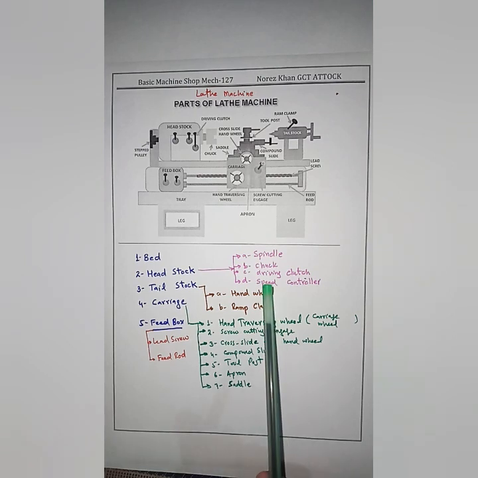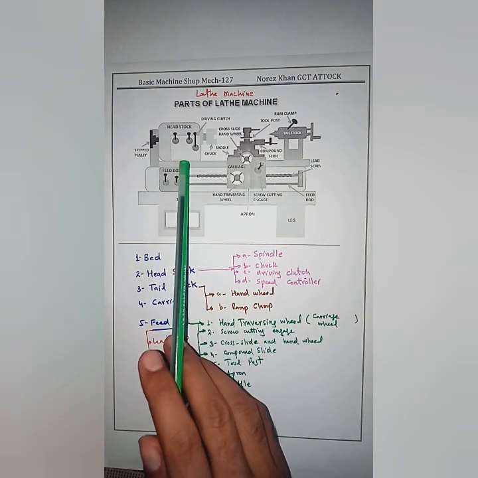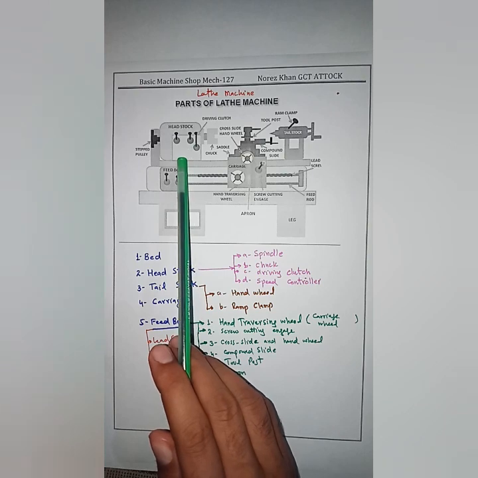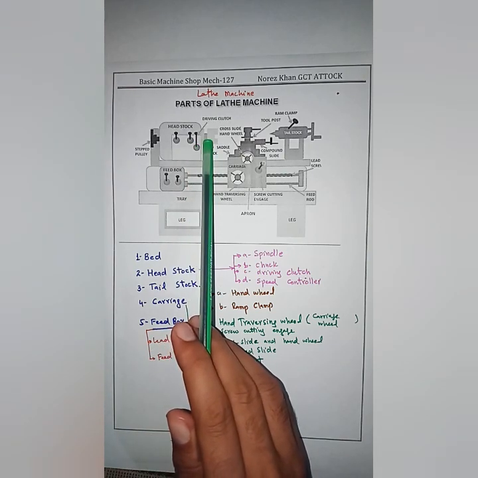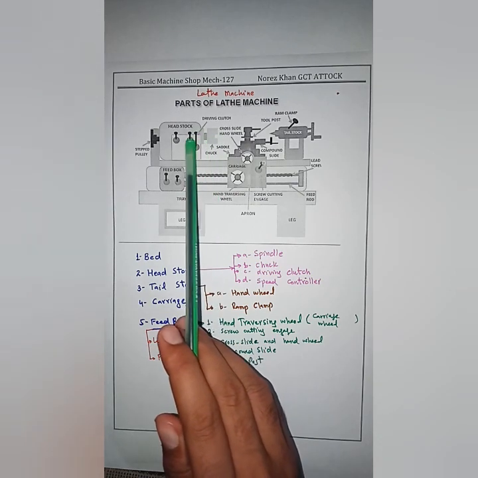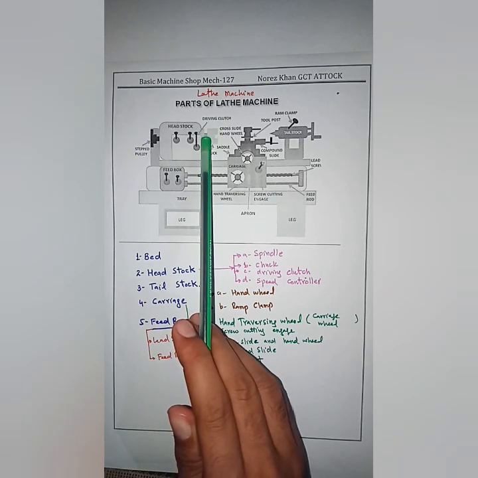Next part is a speed controller. It is the switch in the headstock that is used to control the speed of a spindle or speed of a workpiece, because the workpiece is clamped here in the chuck, so it can control the speed of a chuck or workpiece.